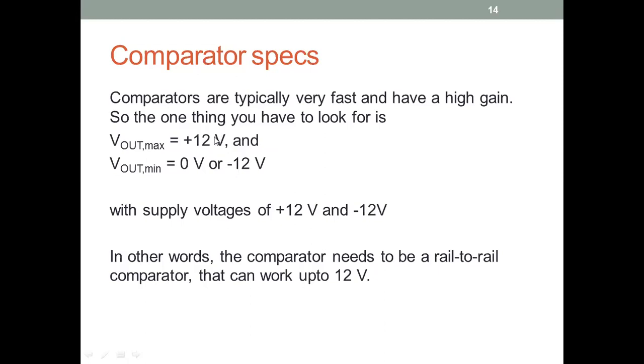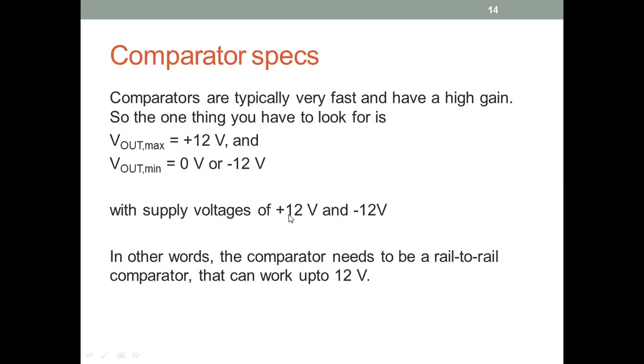Also it needs to be a rail-to-rail comparator, because just like the op-amp, for power supply of 12 volts, the output of the comparator may or may not go up to 12 volts. It will go up to 12 volts only if it's a rail-to-rail comparator. So those two things you have to look for in the comparator.